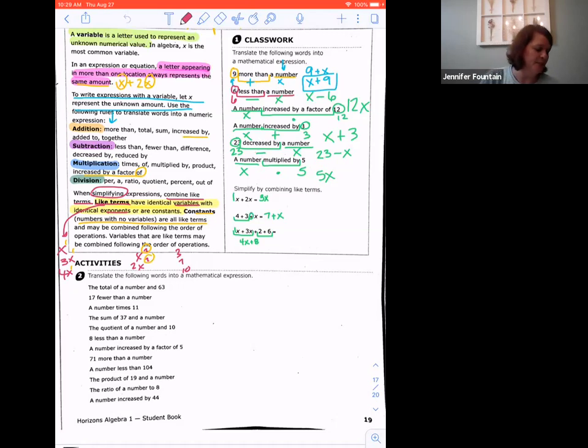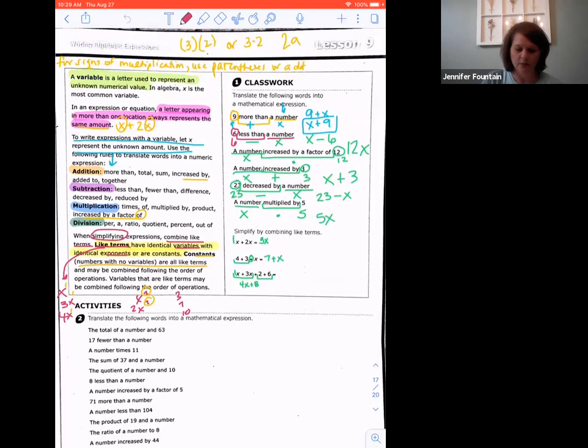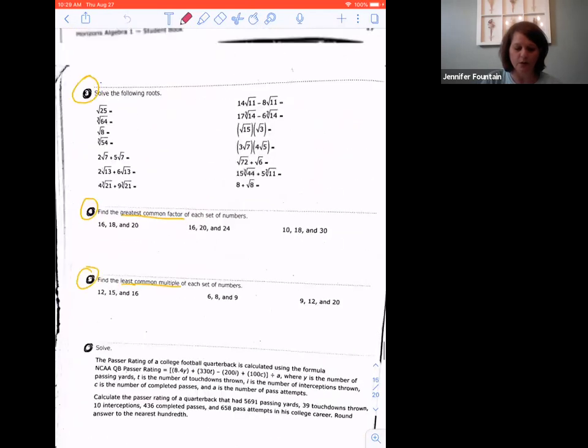And then 8 divided by the square root of 8 would end up being the square root of 8, which you would simplify into 2 times 2 times 2. So your simplified answer would be 2 times the square root of 2. Any questions on those? Any of those you would like me to work?